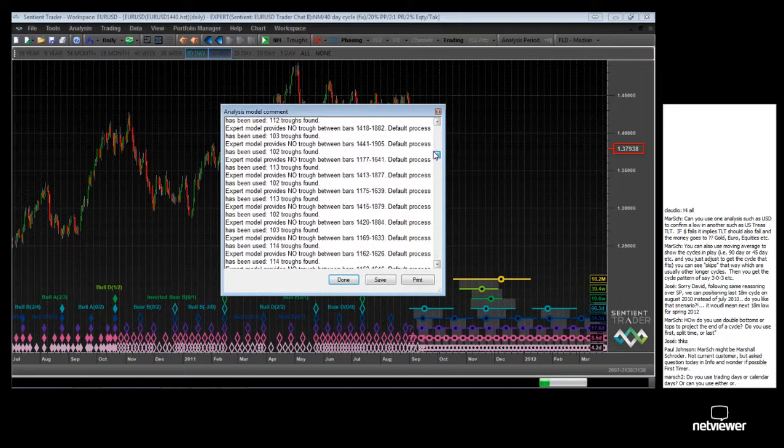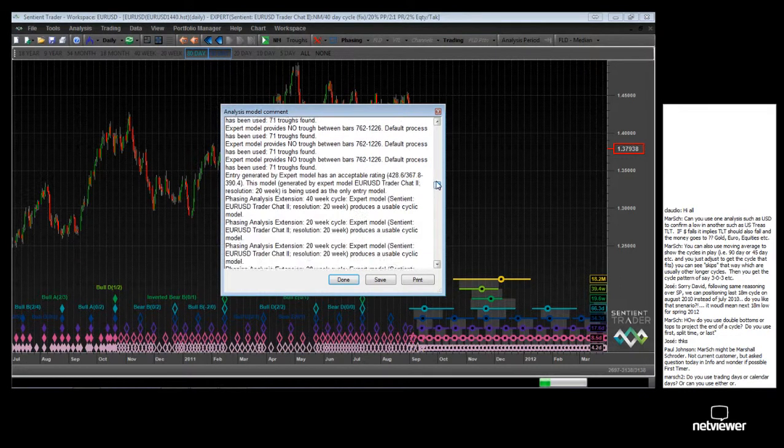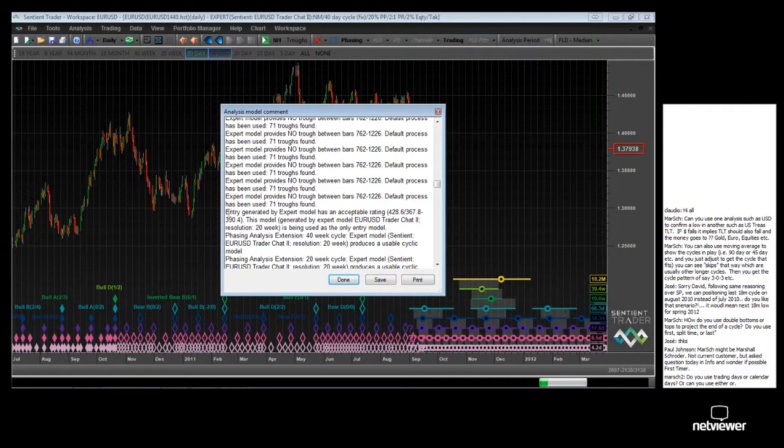And you can tell Sentient Trader how you want to analyze the market. As a matter of interest, if you go to Analysis, View, Phasing, Comments, you can see exactly what Sentient Trader did when it tried to apply your expert model. It first of all tells us the expert model has trough ranges within the data period. Then it gives you lots of information that it used while it was performing that analysis, which was very important to Sentient Trader, probably not very important to you.